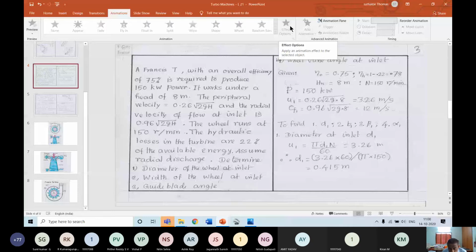See, what I said is the degree of reaction can be estimated based on the equation 1 minus (C1 square minus C2 square) by 2, divided by GH. GH is almost delta UCU, the specific work, the Euler work. Now C1 is given. How do you estimate C2? If there is no swirl, then C2 is the same as CF2.